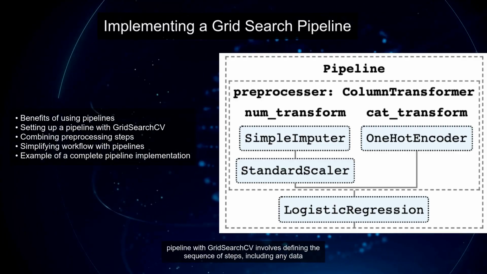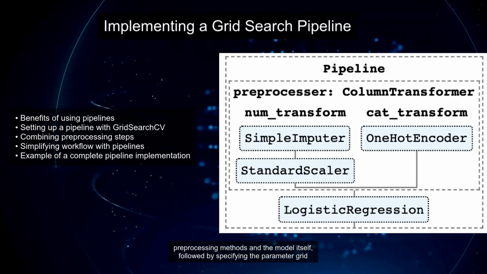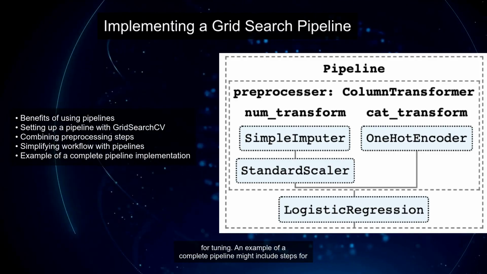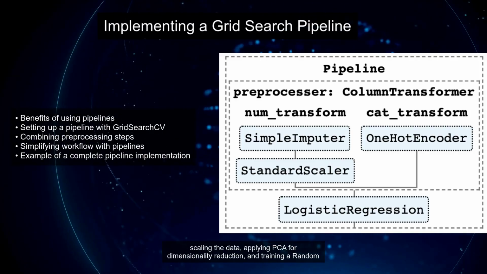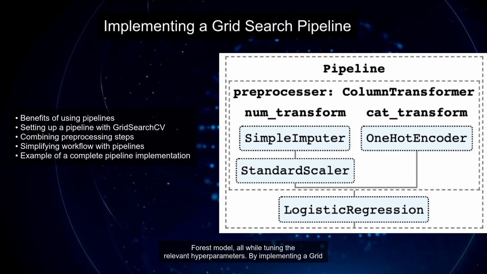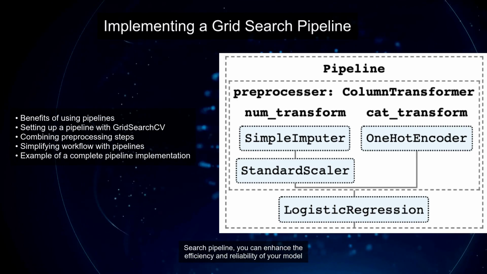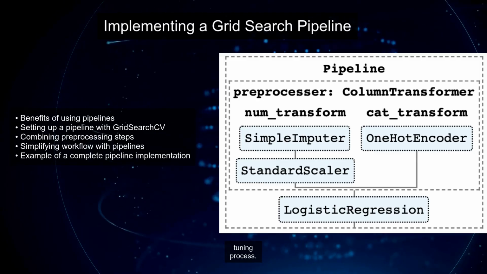throughout the grid search. Setting up a pipeline with grid search involves defining the sequence of steps, including any data preprocessing methods and the model itself, followed by specifying the parameter grid for tuning. An example of a complete pipeline might include steps for scaling the data, applying PCA for dimensionality reduction, and training a random forest model, all while tuning the relevant hyperparameters. By implementing a grid search pipeline, you can enhance the efficiency and reliability of your model tuning process.